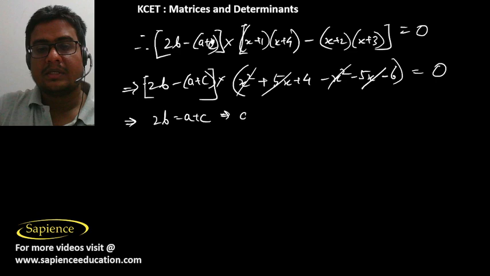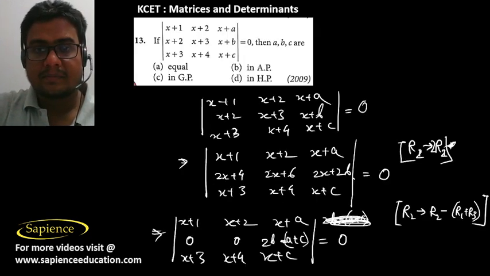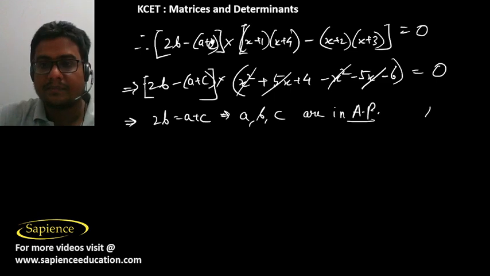So it means that a, b and c should be in AP. A, B, C are in AP. So option B is the correct answer.